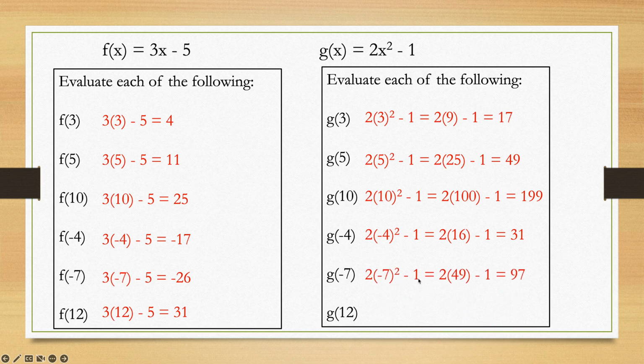This time a -7. 2 times -7 squared minus 1. -7 squared is 49. 2 times 49 is 98. Minus 1 is 97. And last but not least, g of 12. The input is 12, so it's 2 times 12 squared minus 1. 12 squared is 144. 2 times 144 is 288. Minus 1 is 287.